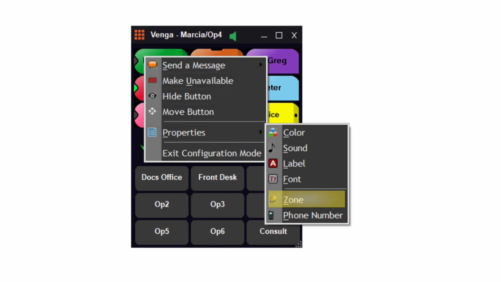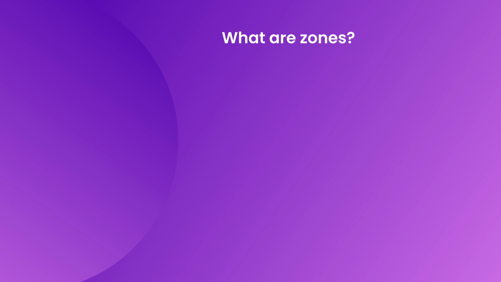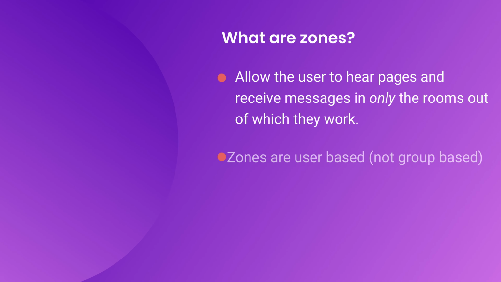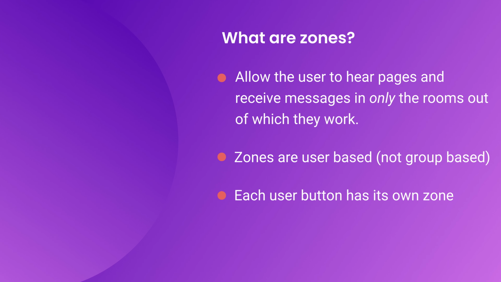The Zones option will bring up the Zone Editor screen. Zones are a way to allow users to receive messages and hear paging sounds in the room where they might be working, and to prevent those messages and paging sounds from showing up in the rooms where they are not working. It is important to remember that zones are not group-based, but rather are customized to each individual. So if you are using the zone system, you will need to set up a zone for each user.